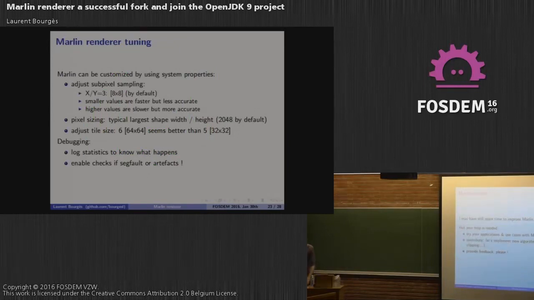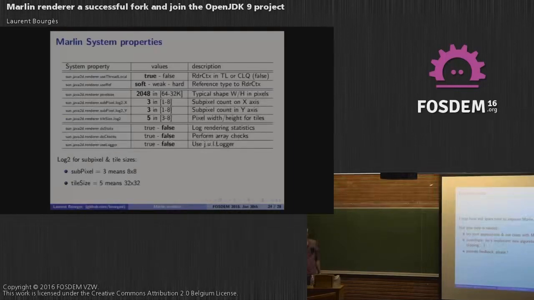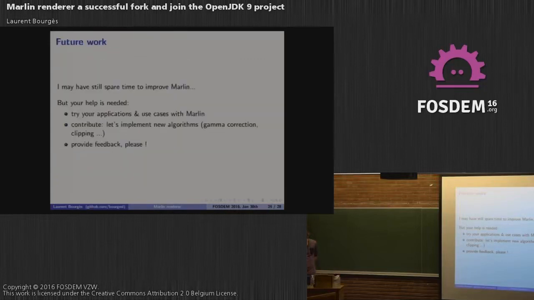And also, I would like to do some work as the feature freeze of JDK 9 is not reached. I would expect to do some new improvements. And of course, I would be very pleased to get some feedback, and please try it with your use case or your context. You can try parallel rendering. And if you would like, I would really enjoy if you could help me or contribute on the algorithm.